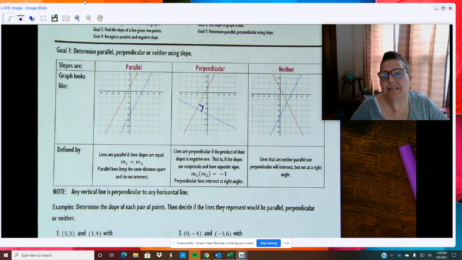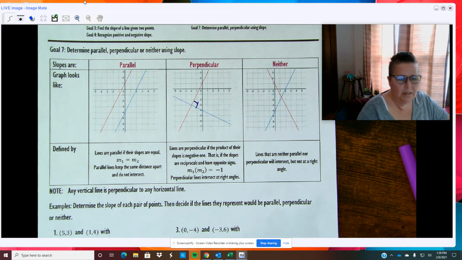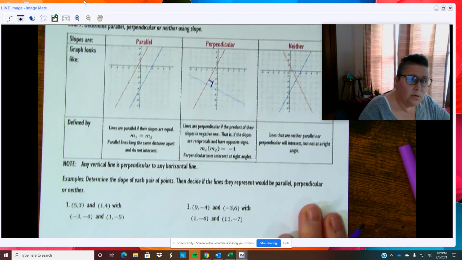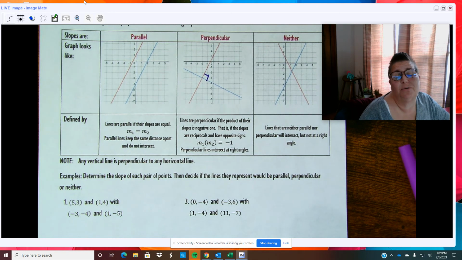Okay? Lines that are neither parallel nor perpendicular will intersect, but they will not intersect at a right angle. They'll make an X, but that X will not be a perfect cross X. It'll be like a condensed typeset kind of thing, right? It is worth noting that anytime you have a vertical and a horizontal line, those two lines are automatically perpendicular to each other. It is also worth noting that all horizontal lines are parallel to each other and vertical lines are parallel to each other. Vertical and horizontal mixed must be perpendicular.